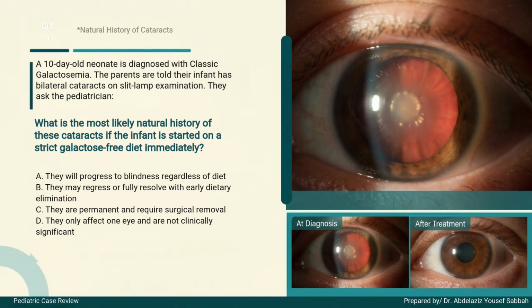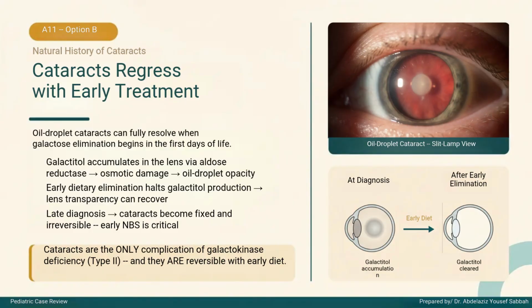Option A, they will progress to blindness regardless of diet. Option B, they may regress or fully resolve with early dietary elimination. Option C, they are permanent and require surgical removal. Option D, they only affect one eye and are not clinically significant. The correct answer is option B.